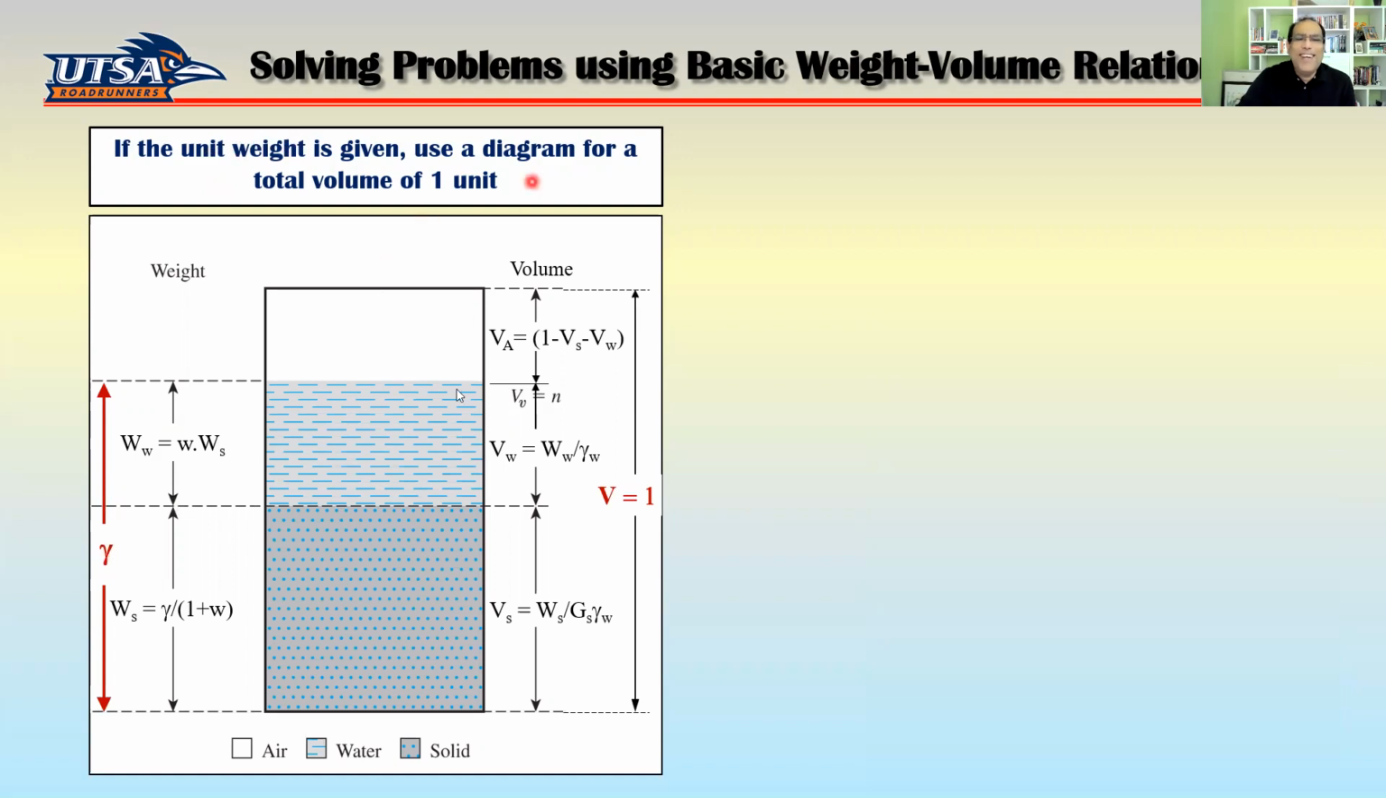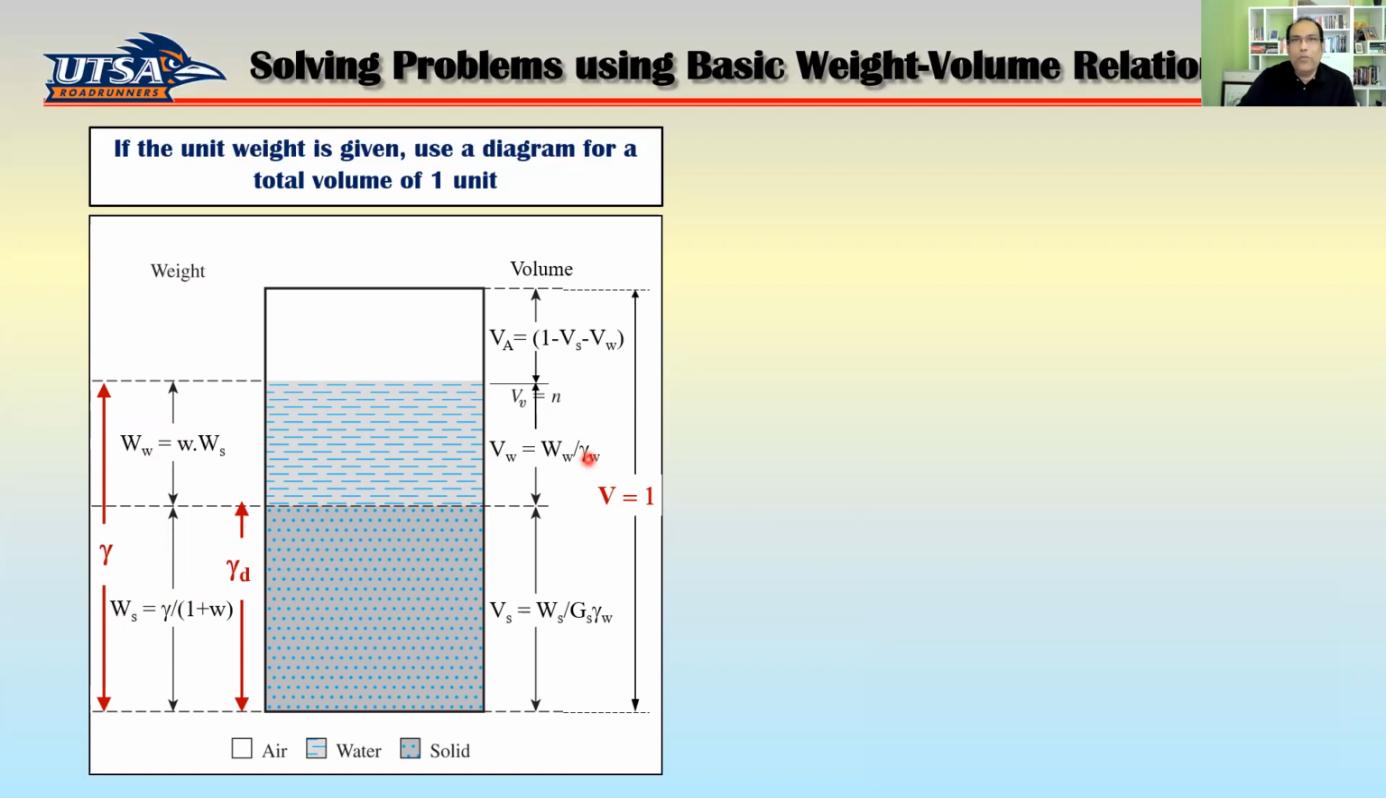Since the unit weight is given, you already know the total weight here. And if the dry density is given, it means your weight of solid is actually given, okay? So basically we do that, and then you can see from here, if our water content is given, then we can find our weight of solid, because that's gamma divided by 1 plus W. And you find the weight of water, that's the water content multiplied by the weight of solid. Once you know the weight of water, you can find the volume of water by dividing it by the unit weight of water.